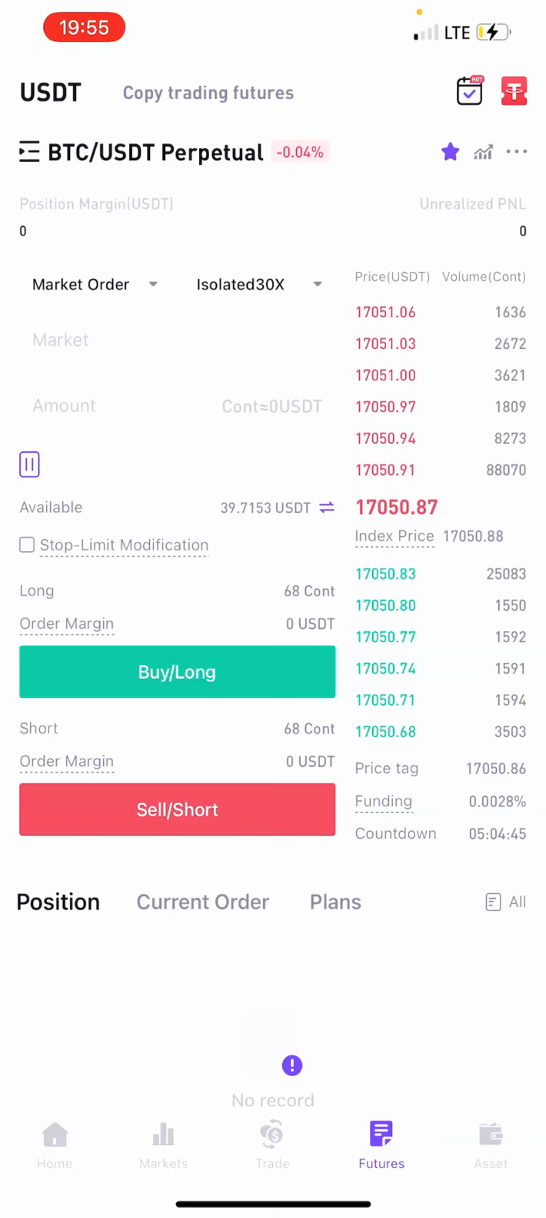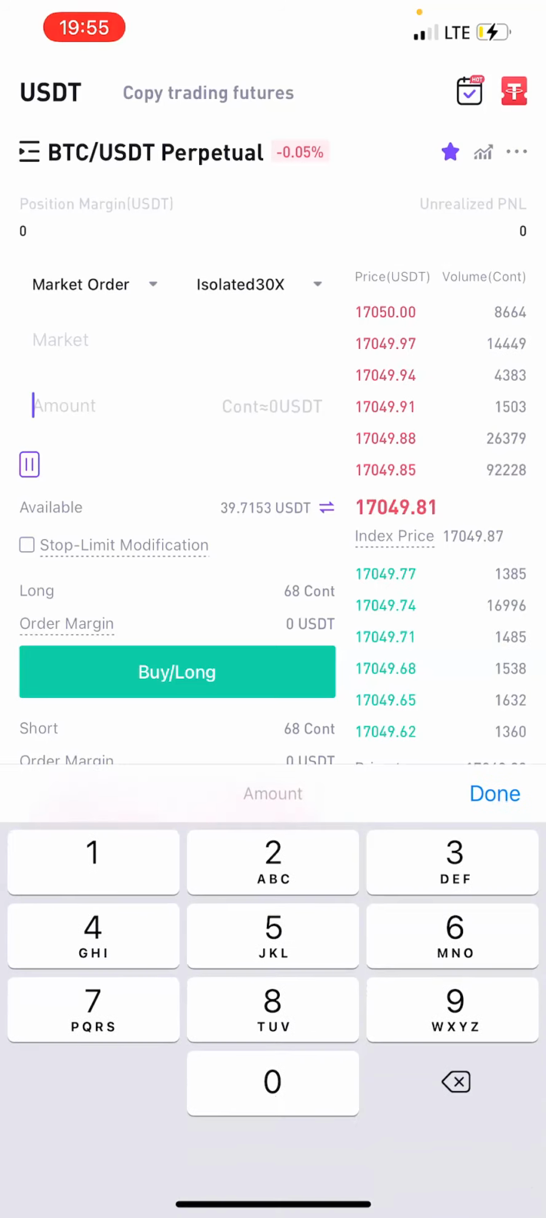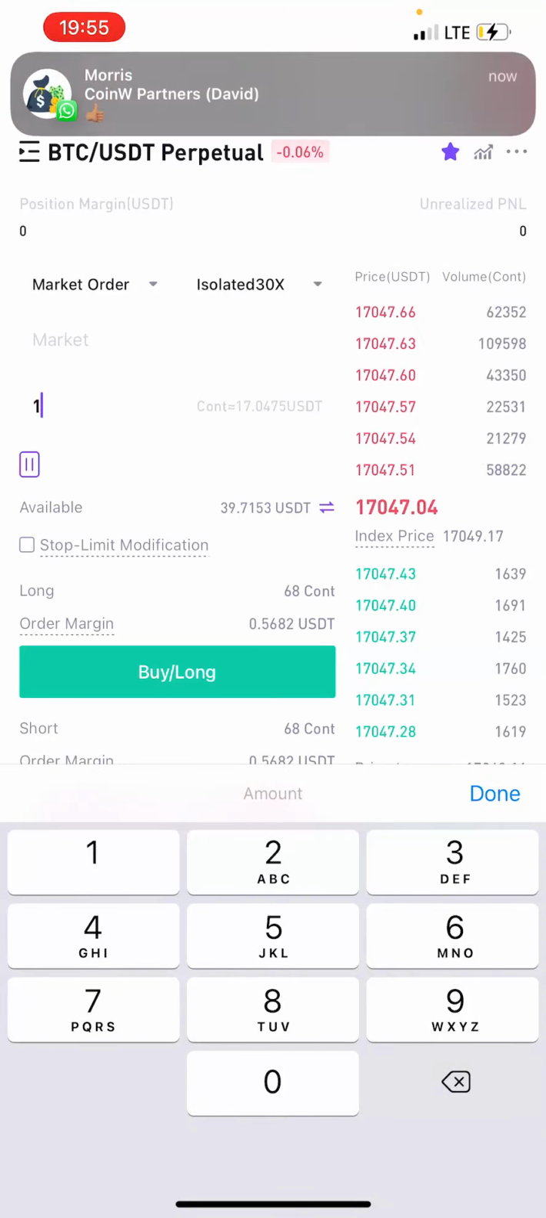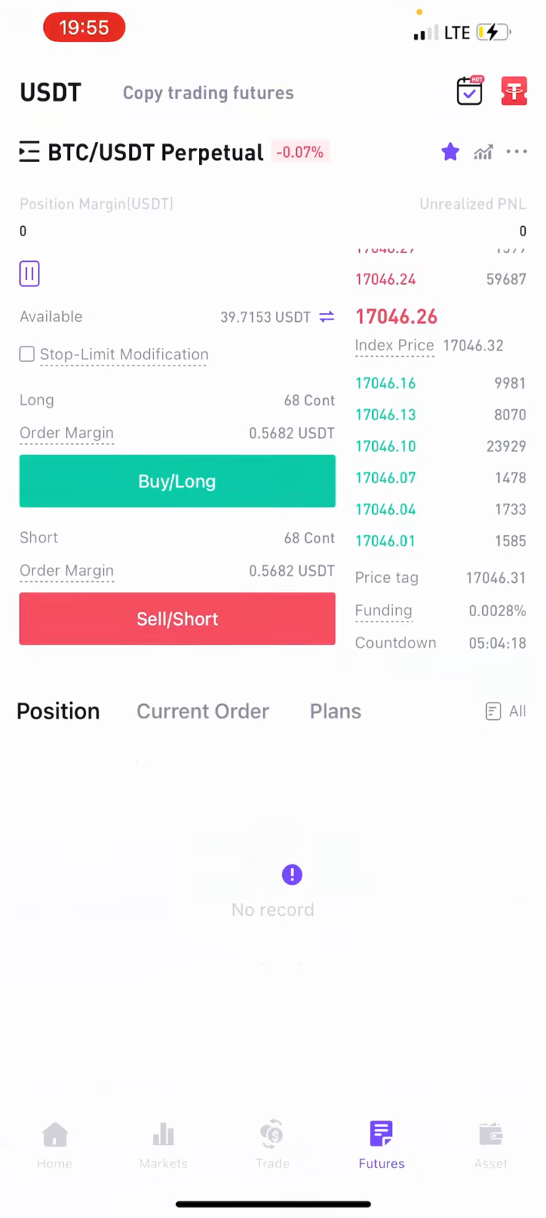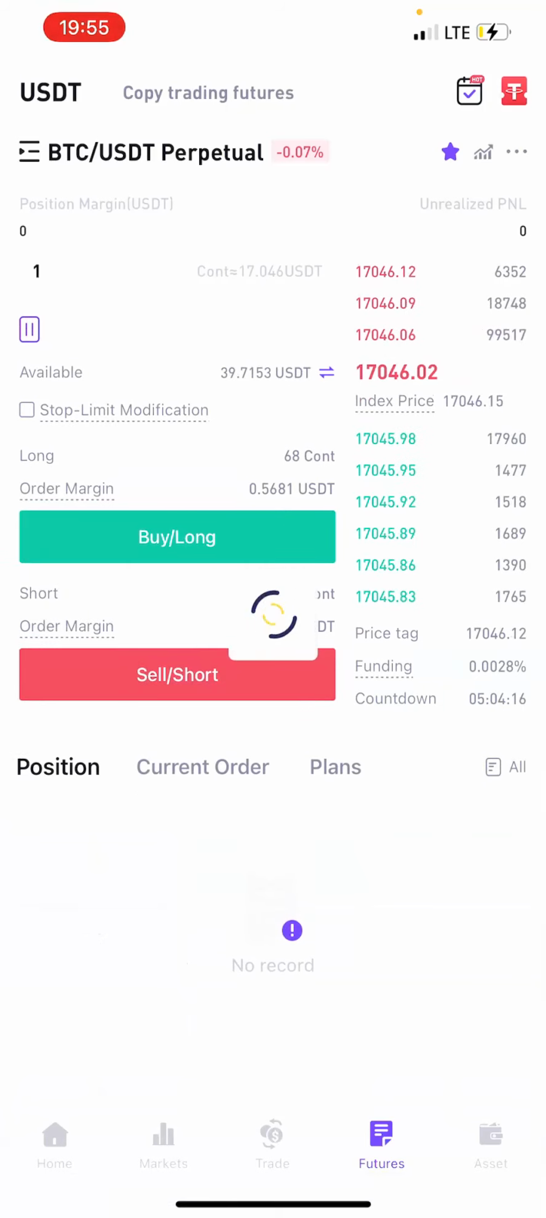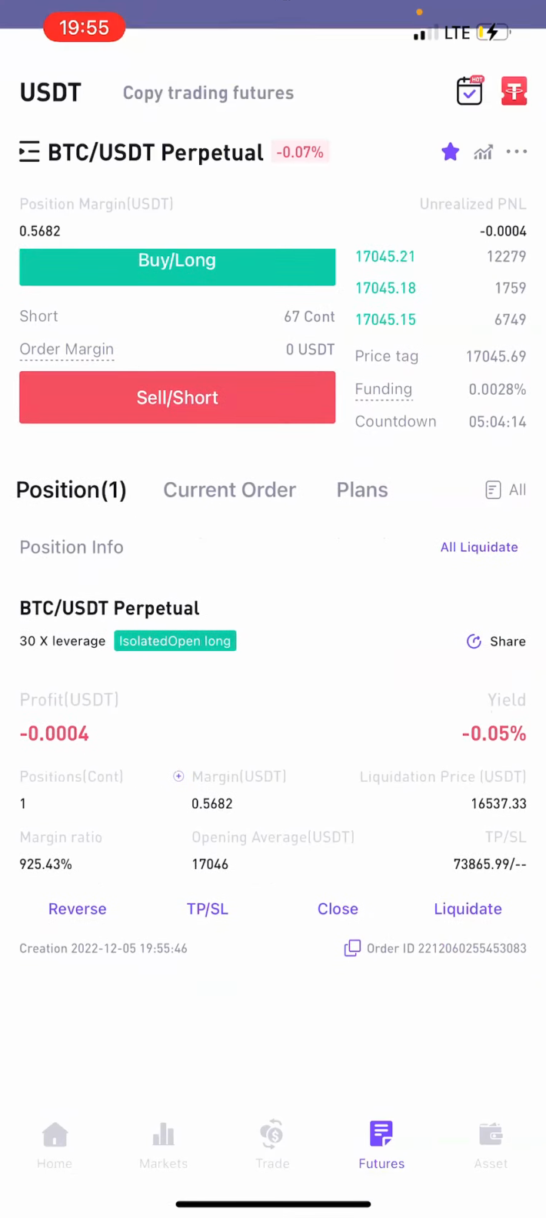So I'm going to show us how the cross trade looks, then also how the isolated trade looks. The first one we're going to be doing is the isolated. Looking at the settings here, we have isolated 30x, and we have a market order. Let me just long BTC. I'm going to be using just $1, or 1% of my trading capital. Then I'm going to click on buy. All right, so I just entered the trade.